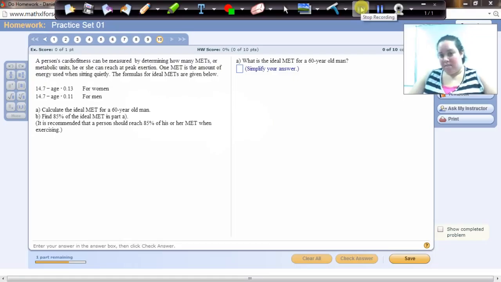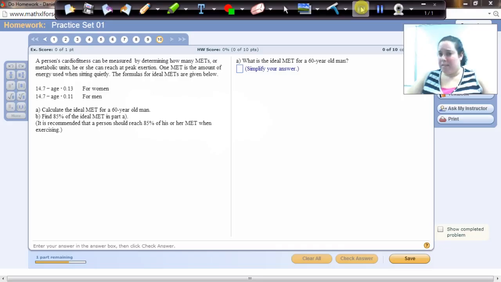Practice set 01, number 10. Let's read this. A person's cardio fitness can be measured by determining how many METs, or metabolic units, he or she can reach at peak exertion. 1 MET is the amount of energy used when sitting quietly. The formulas for ideal METs are given below. 14.7 minus age times 0.13 for women, 14.7 minus age times 0.11 for men.